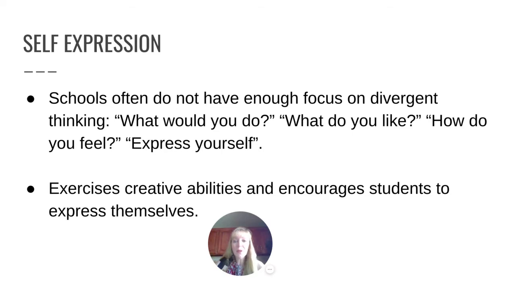A lot of times we don't give the kids time to think about their own expressions of themselves, right? Maybe in art, but sometimes even art has too many parameters on it. It needs to be like this artist or this artist. We want their creation. So, what would you do? What do you like? Express yourself. That's the point. Getting kids to express themselves.